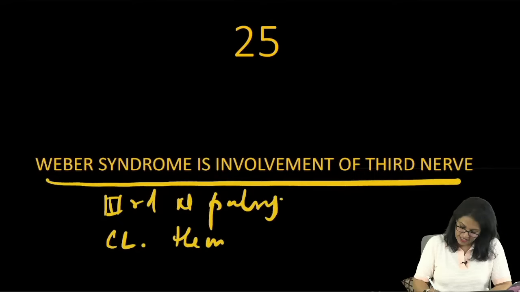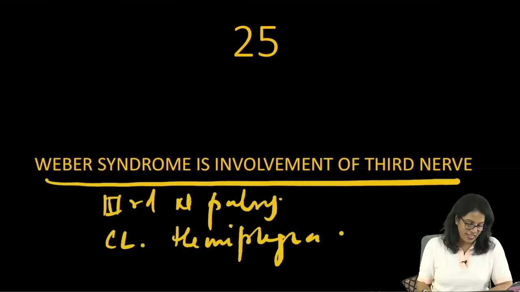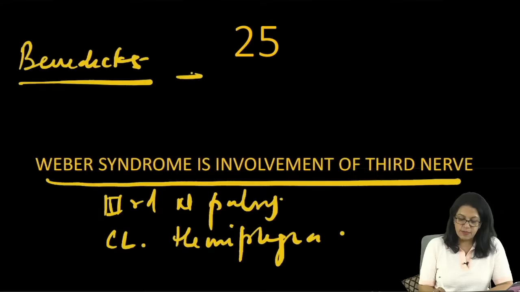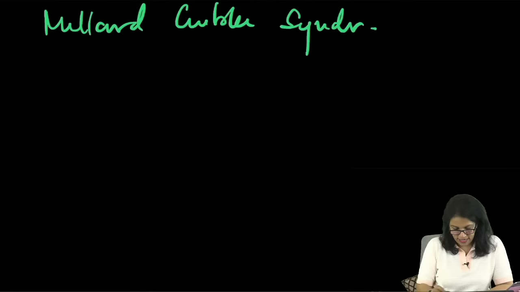Okay, that means I am telling you to please revise the syndromes. Very quickly, what are the other syndromes that you should know? What is Benedict's? Benedict's is again third nerve palsy with contralateral hemitremor. And what is Millard-Gubler? Millard-Gubler is sixth nerve palsy with contralateral hemiplegia.